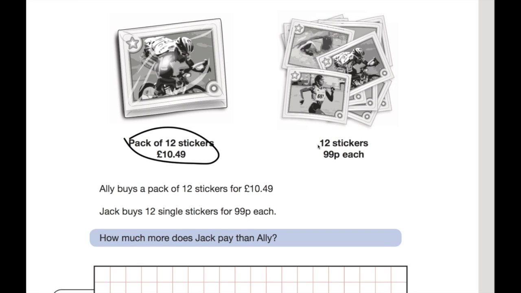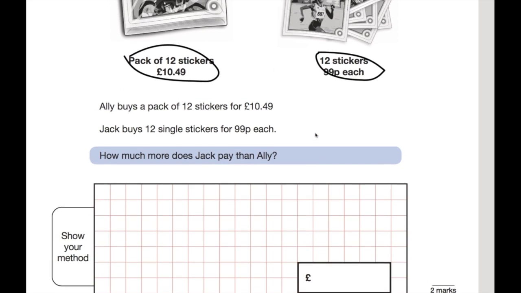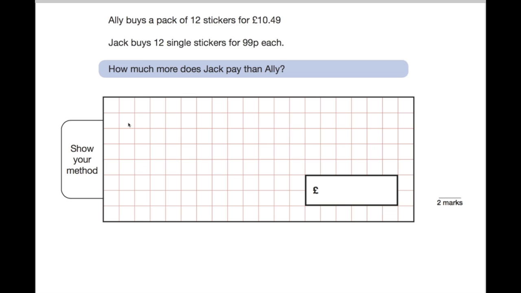Jack buys 12 single stickers for 99p each. So the question is asking us, how much more does Jack pay than Ali? And all we need to do to work that out is work out how much Jack pays altogether and then work out the difference between these two values. So Jack buys 12 single stickers for 99p each. So what we could do is 12 times £1 and then take away 12 pence, which would be £11.88. Write that down.